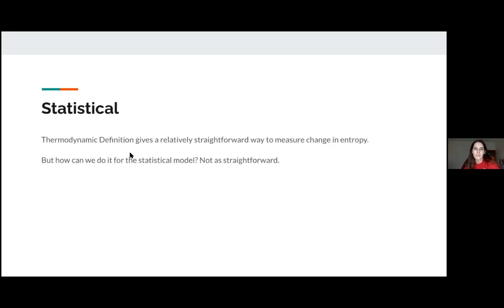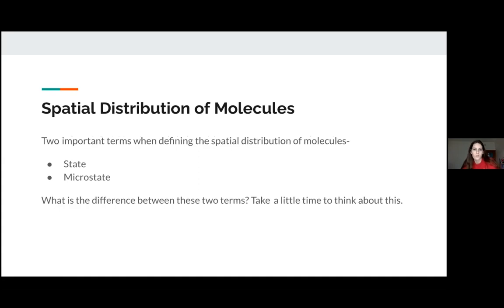But the statistical definition isn't as straightforward, unlike the thermodynamic definition. So you need to spend a little time trying to understand how to actually utilize it, even though it may make sense. Before we do this, you have to understand the spatial distribution of molecules. Two important terms to understand when defining this are the state and the microstate.